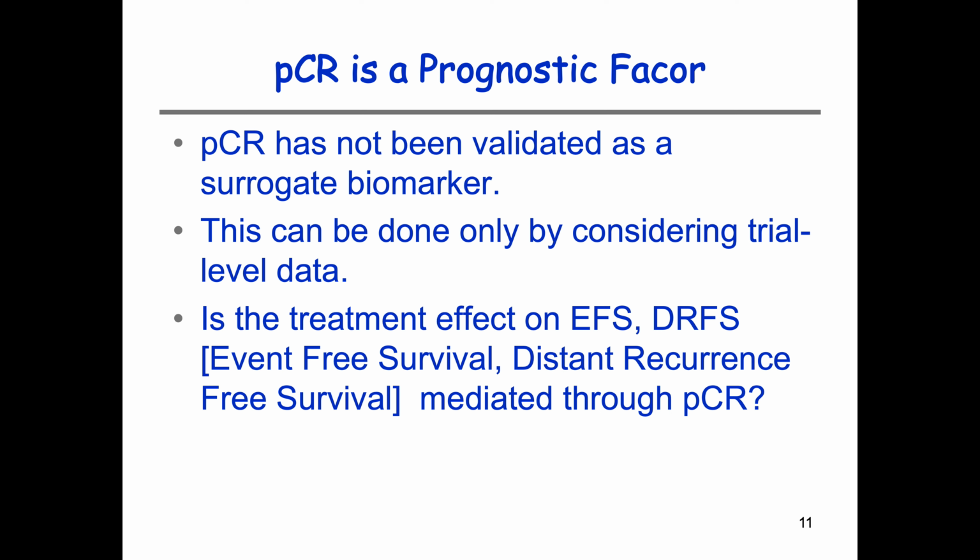But it is a prognostic factor. It's not been validated as a surrogate biomarker. This can only be done by considering trial level data, not individual patient data. The question is, for surrogacy, is the treatment effect on EFS and DRFS, that's event-free survival and distant recurrence-free survival, is it mediated through PCR? That is, if I can control PCR, then I control EFS and DRFS.